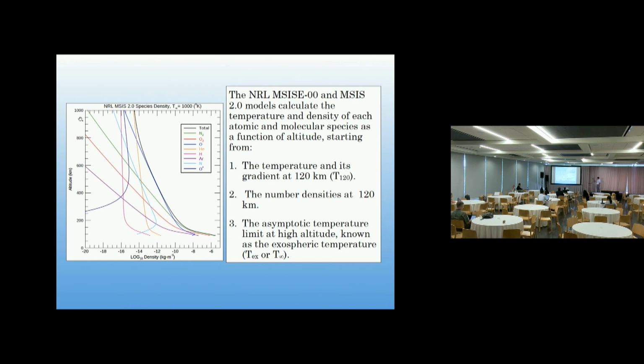As we all know, the EMSIS model calculates temperature and density for each species as a function of altitude, and there are 3 parameters it uses to do that: the temperature at the lower boundary, the temperature gradient at the lower boundary, the number densities at the lower boundary, and then the exospheric temperature. While you can change all of these parameters to achieve the same goal, in this particular case, the EXTEMPLAR model only modifies the exospheric temperature to match the EMSIS model output to the measurements.